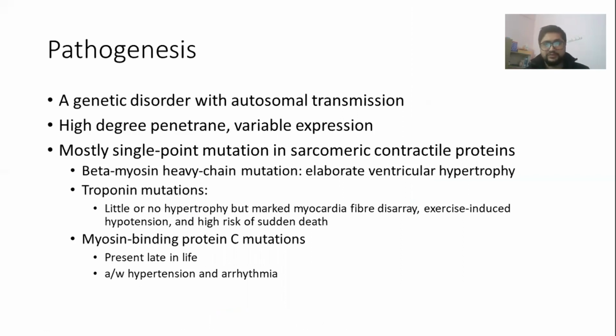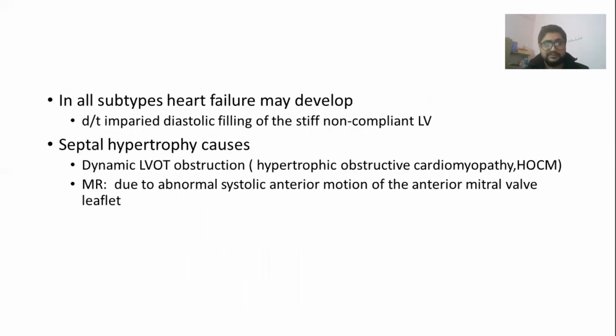Whereas if there are troponin mutations, there may be little or no hypertrophy, but the patient will have a high risk for sudden death. Similarly, if there are mutations in the myosin binding protein C, then they will present in the later stage of life, and they are associated with hypertension and arrhythmias. However, in all subtypes of hypertrophic cardiomyopathy, heart failure can be the end result due to impaired diastolic filling of the stiff, non-compliant left ventricle.